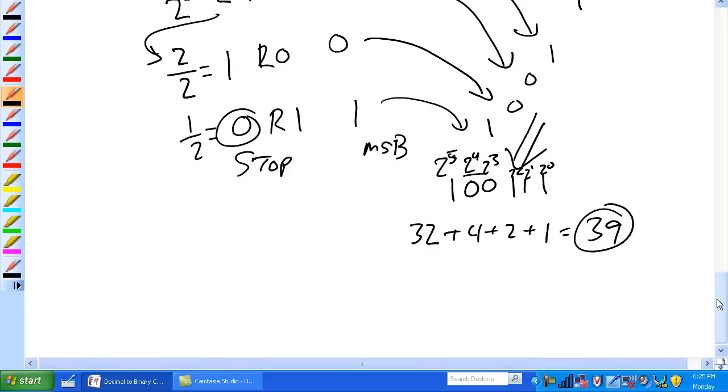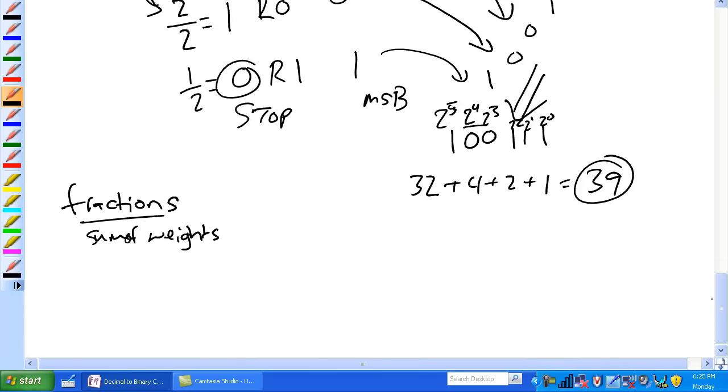Okay, what about fractions? Still kind of the same concept, it's basically the sum of weights, and instead of repeated division by 2, this is repeated multiplication by 2. So 2 different methods for fractions: there's sum of weights, and then there's the repeated multiplication by 2. First off, let's go into sum of weights before we get into anything else. Basically, this is also equivalent to a table or a memorization method.